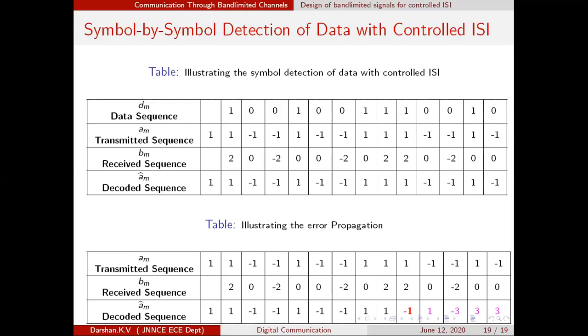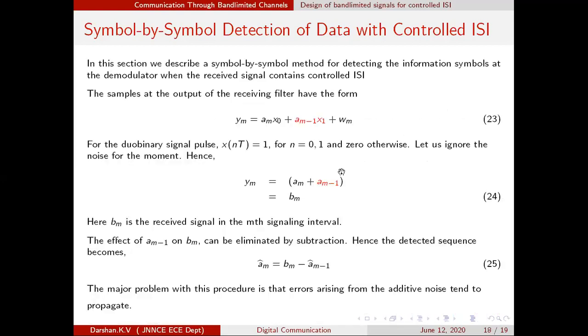So why did this effect appear? Because you have introduced the ISI. So what is the reason for this introduction of ISI? To have an increased symbol rate. So now we will stop over here and we will go back to the previous analysis.